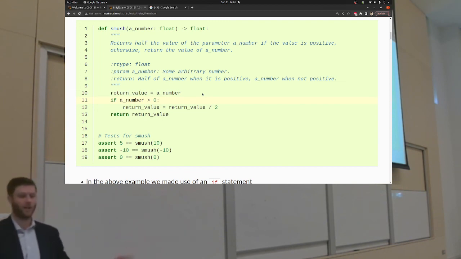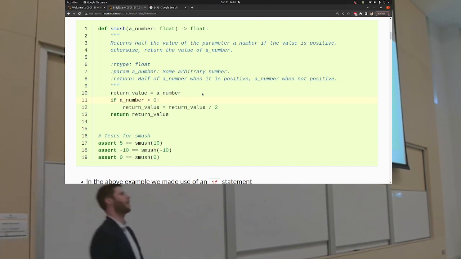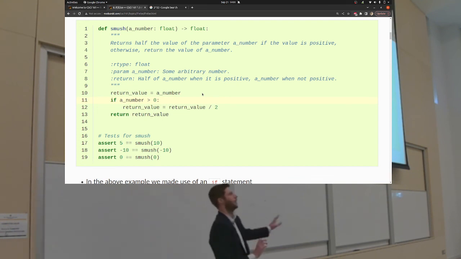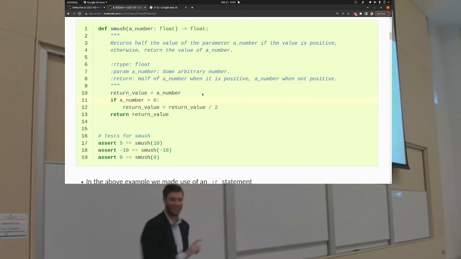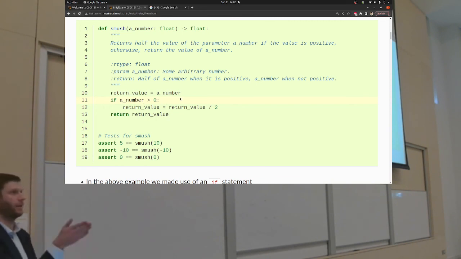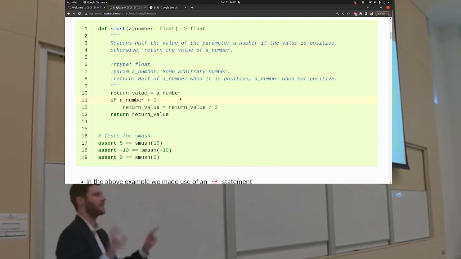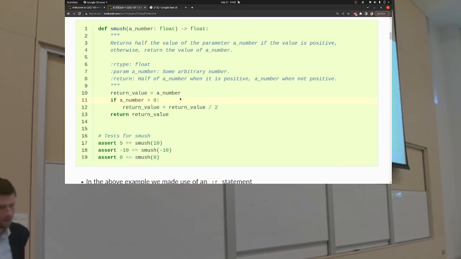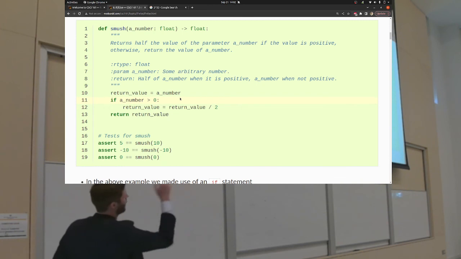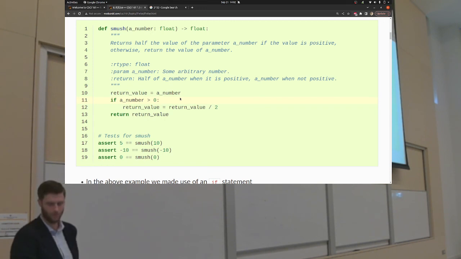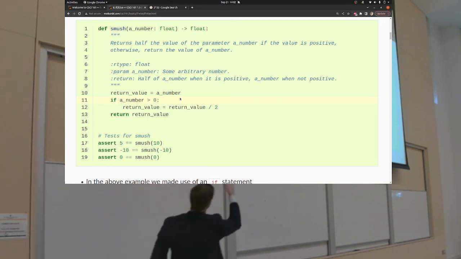Start with the return value being set to a number. Okay, I've got a variable called return value. It's just like a placeholder for now, and it's going to be set to whatever a number is. I check if a number is greater than 0, colon, indent, just like a function, colon, indent. Everything I want within that if condition is indented. If a number is greater than 0, return value equals return value divided by 2, right? So if it's positive, just halve it and save it back in its own variable. Then, after that, return value.